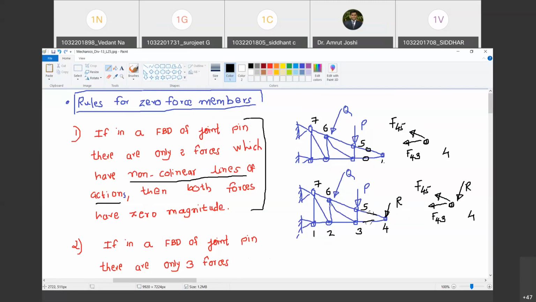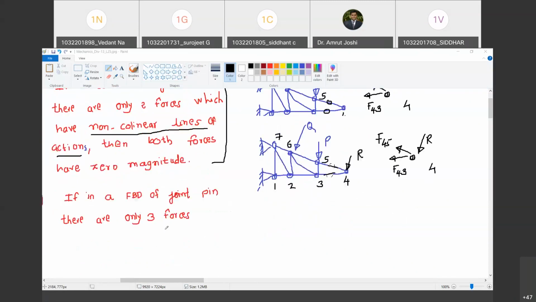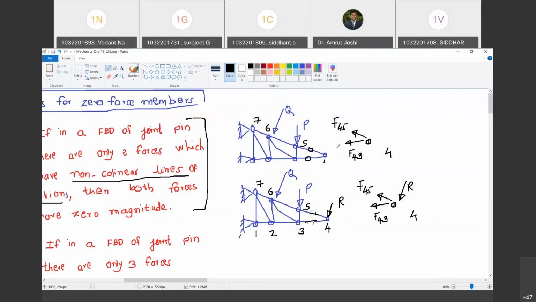What is the statement? In your mind, draw the free body diagram of the joint. In that free body diagram, if only two forces are meeting and both are non-collinear, then only will both members have zero force. Are you with me? Yes, sir. Okay. Now, what is the proof? So quickly, I'm going to give the proof for this, and then we will stop for today. The second rule, we will see tomorrow. So what is the proof for this?